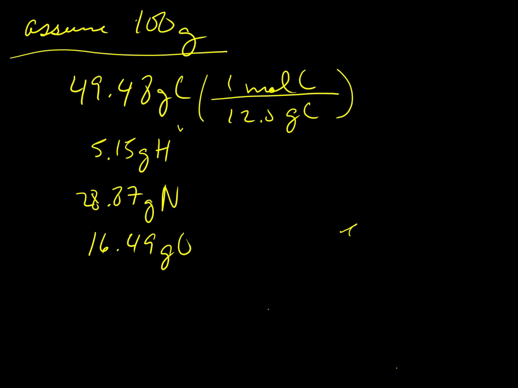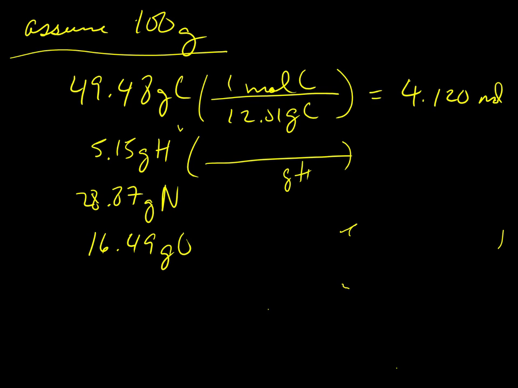1 mole for carbon is 12.01 grams. Some of you may have accidentally memorized that by now. And that is 4.120 moles. For grams of hydrogen to moles of hydrogen, 1 mole is 1.01 grams. So 5.15 divided by 1.01 is 5.10 moles of H.